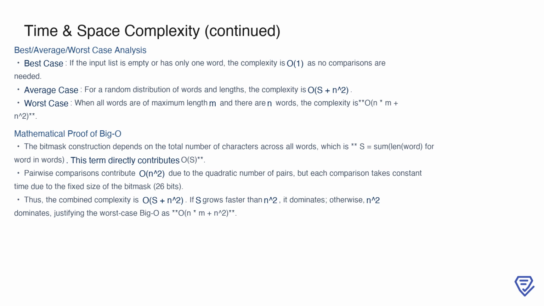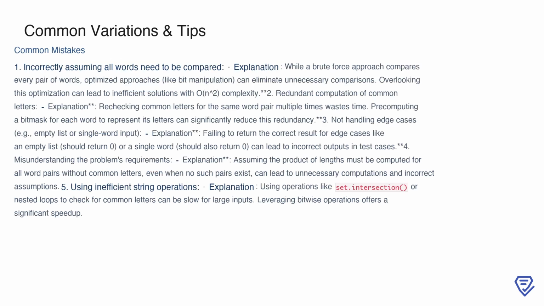Combining these, the total time complexity is O(s + n²). Depending on which term grows faster, s or n², the worst case complexity simplifies to O(n * m + n²). When tackling this problem, there are several common mistakes to watch out for.